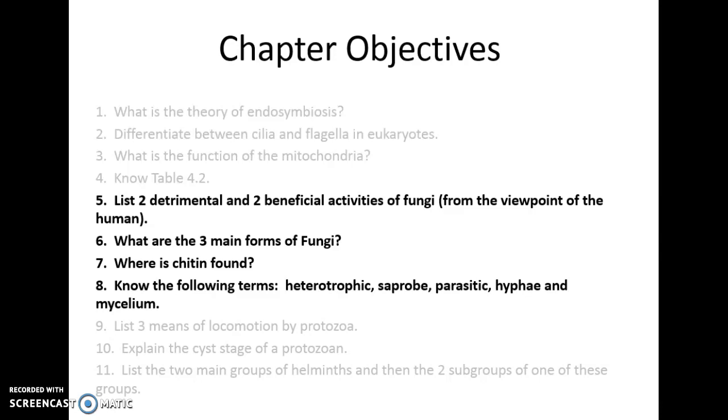Listing 2 detrimental and 2 beneficial activities of fungi from the viewpoint of the human. What are the 3 main forms of fungi? Where is chitin found? And then know the following terms: heterotrophic, saprobe, parasitic, hyphae, and mycelium. So there's quite a few different terms that you need to know.